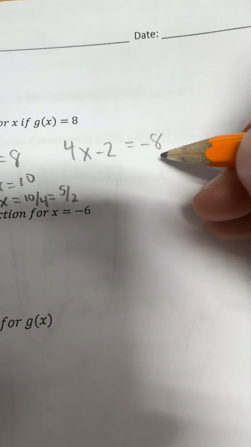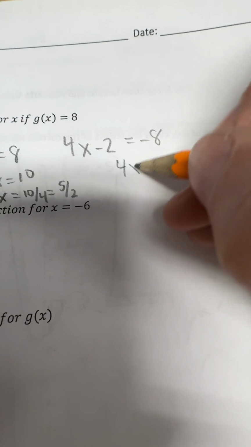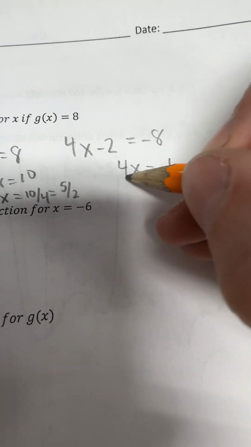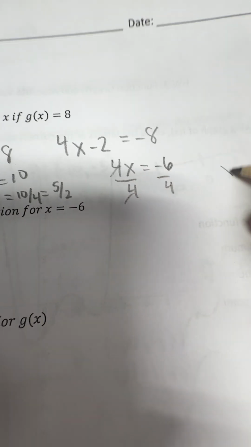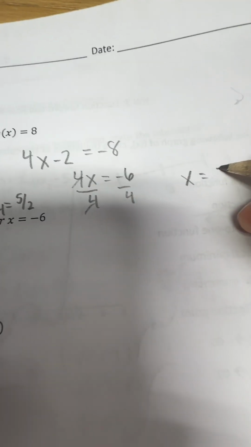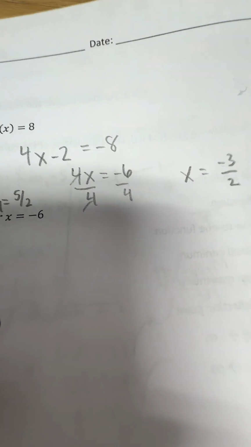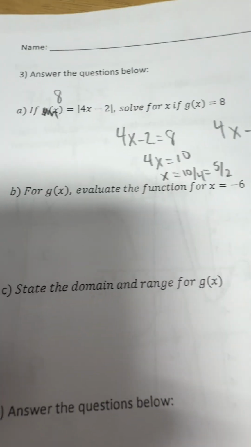All right, so now I'm going to add 2 to both sides, and I get 4x equals a negative 6. Divide by 4, divide by 4. The 4's cancel, and I get x equals a negative 3 over 2. And that's it for that problem.